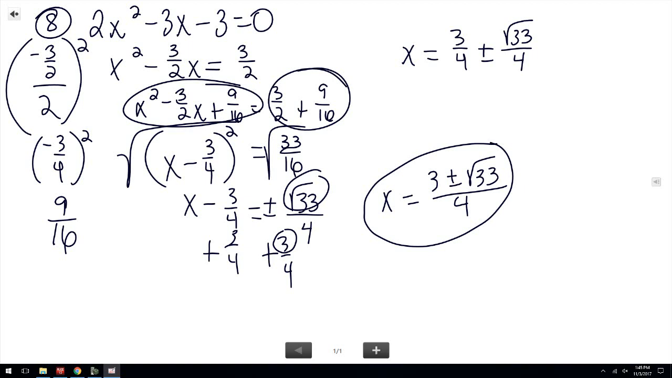Okay, how would you check this answer? There's 2. There's plus and minus. It's 3 plus square root of 33 over 4 and 3 minus square root of 33 over 4. Do we have to write it twice, or can we just... No, please just write it once like that.